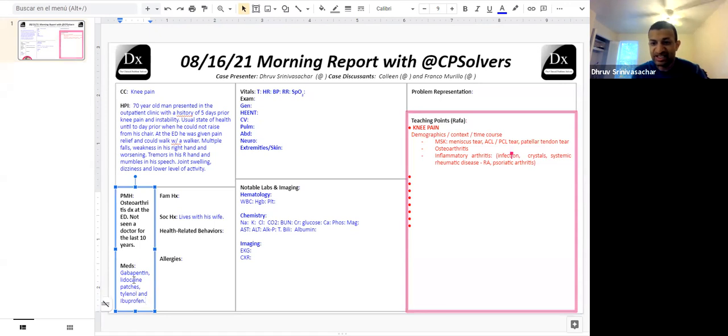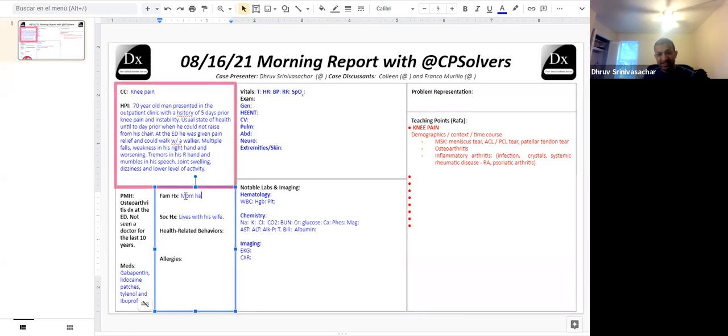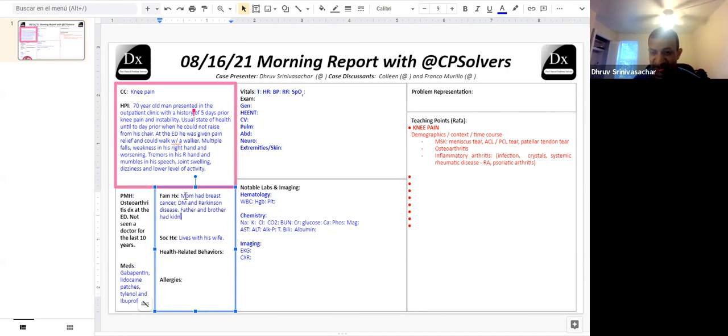In terms of family history, mom had breast cancer, diabetes, and Parkinson's disease. Father and brother had kidney disease and diabetes. Brothers also had a history of heart disease and stroke. And he also has a daughter who has diabetes.